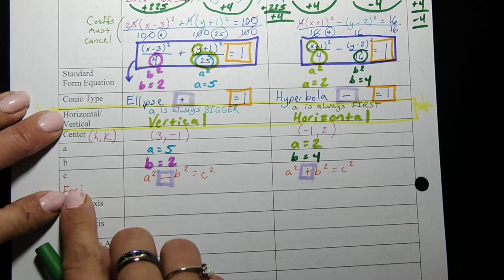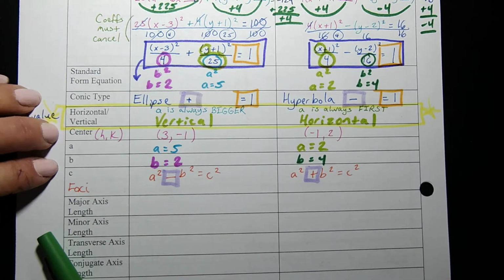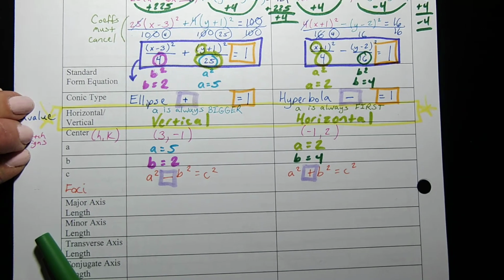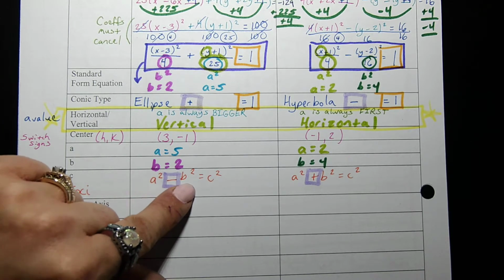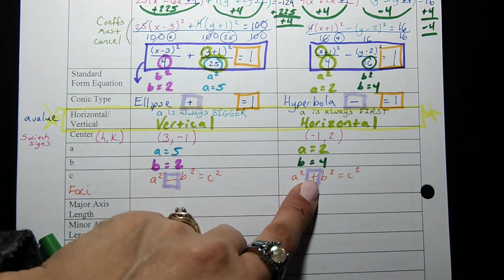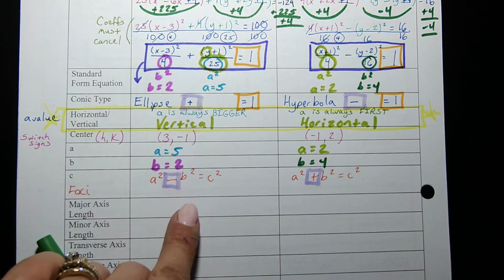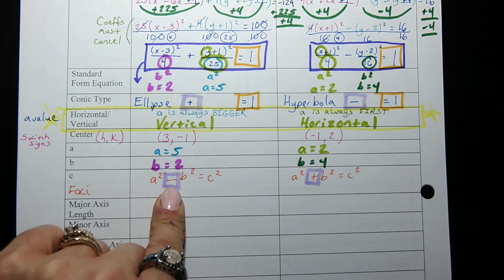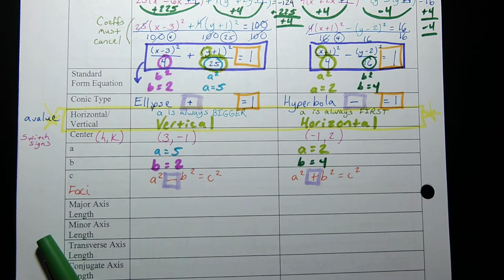For the foci, those come from the C value, which is how far away each of the foci are from the center. So they come from an ABC relationship. For the ellipse, it's a squared minus b squared equals c squared. For hyperbolas, it's a squared plus b squared equals c squared. So plus in the equation, minus sign in the ABC relationship, minus in the equation, plus in the ABC relationship.